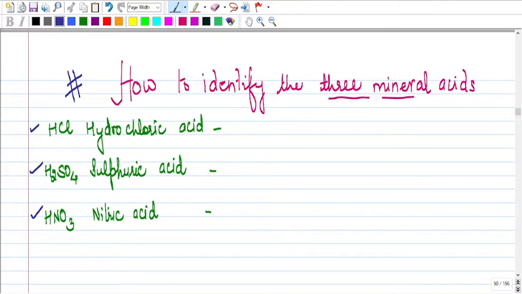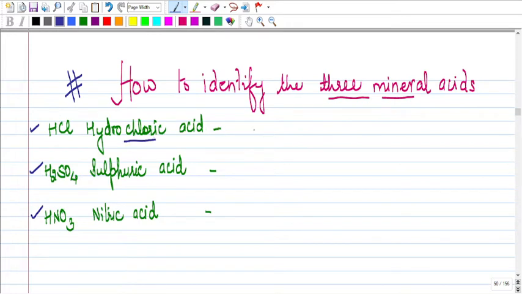HNO3. Now what you have to remember, children, these three acids are identified with the chemical, right? And these chemicals are special. Why are they special? Because they are going to form either a precipitate, or they are going to release gas, or there will be some observation that will help you in identifying the acid. Okay, so first we take up hydrochloric acid.